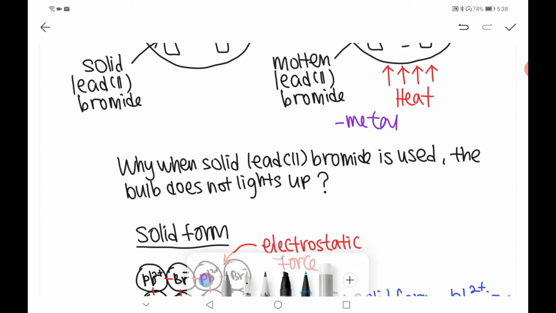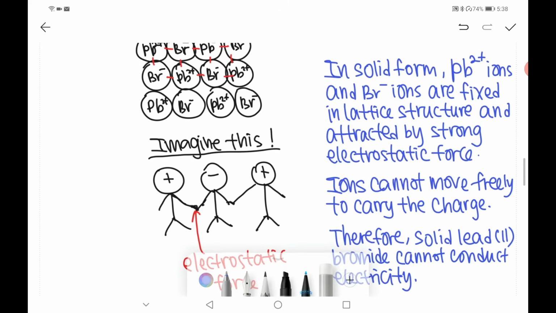Why is there no electricity? All the ions are in a fixed lattice structure, and all the ions are attracted by a strong electrostatic force. When the ions glue together by the electrostatic force, they cannot move. When the ions cannot move, they cannot carry the charge.